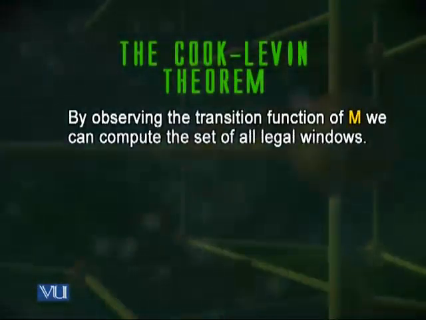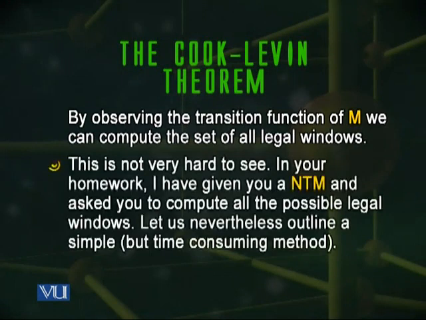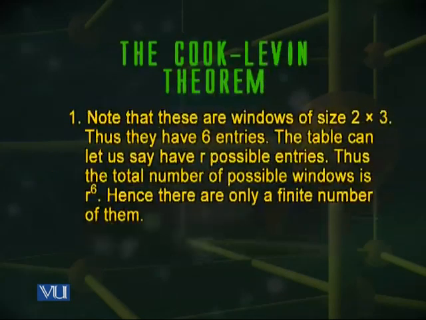The first one says that by observing the transition function of M, we can compute the set of all legal windows. Well, this is not very hard to see. In your homework, I've given you an NTM and asked you to compute all possible legal windows. Let us nevertheless outline a simple but time-consuming method to do this. Note that these windows are of size 2 by 3, and so they have 6 possible entries.